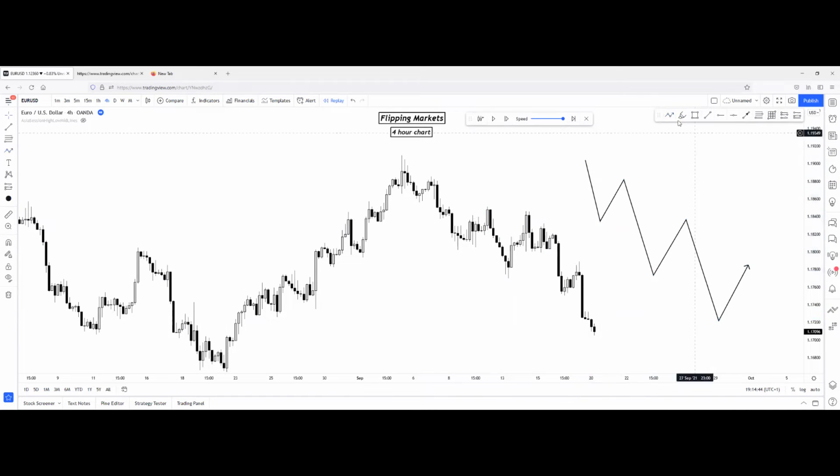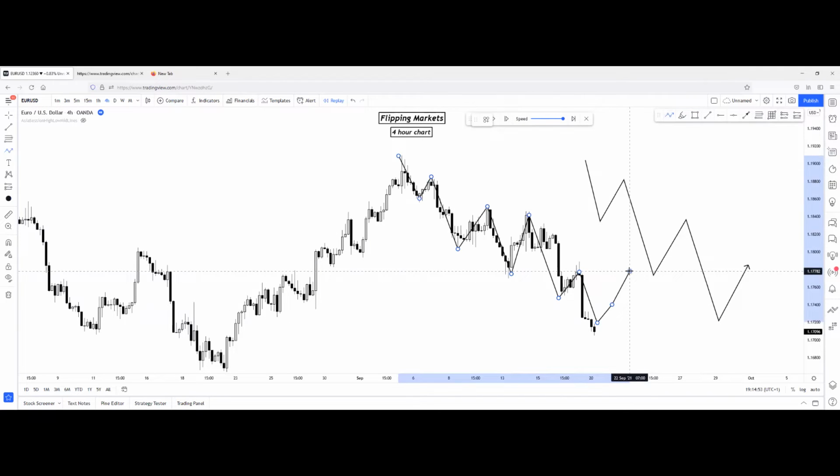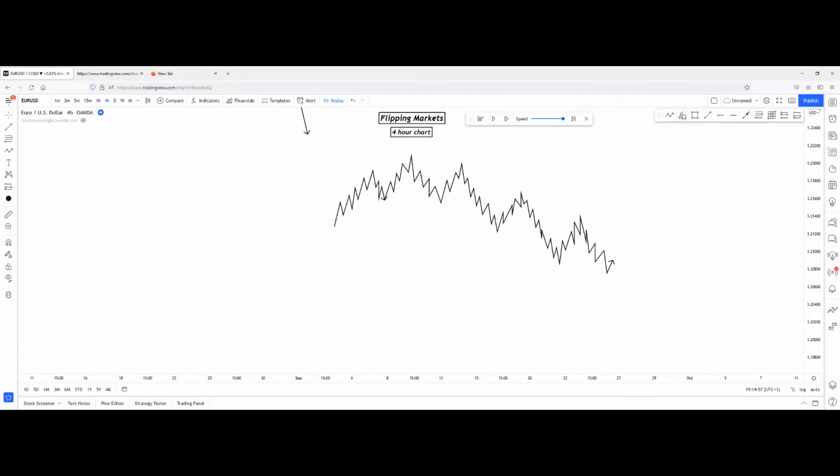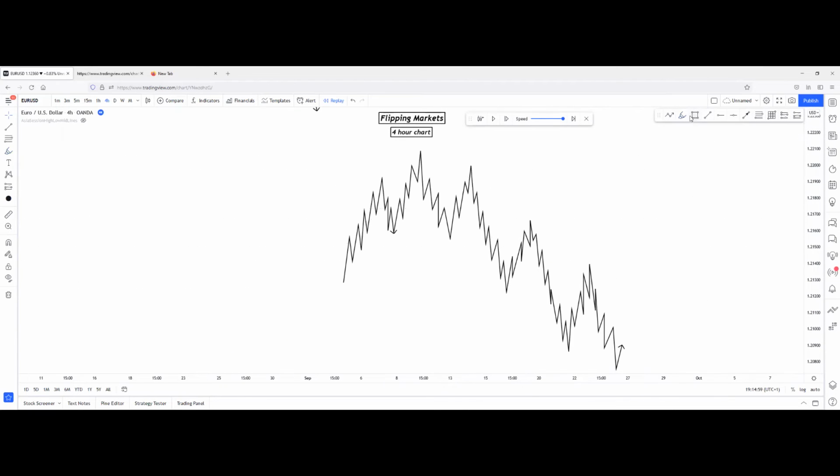So it will look like this. I will just mark the structure out again. So as you can see, it's creating a series of lower lows and lower highs. And the 50-minute structure will look like this, because it's bearish. These are the 4-hour legs. This is one upside leg. This is one downside leg. This is one upside leg. This is one downside leg.